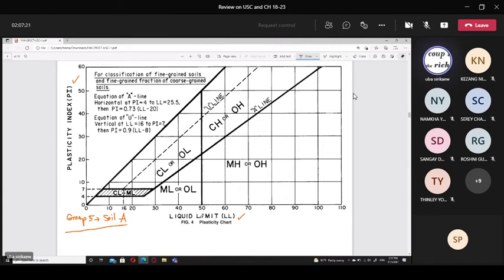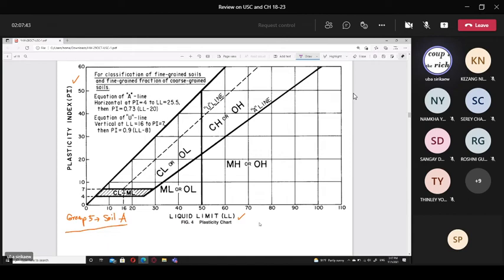The x-axis is liquid limit and the y-axis is plasticity index. Then soil A: you take the readings, liquid limit and plasticity index, and you plot them.